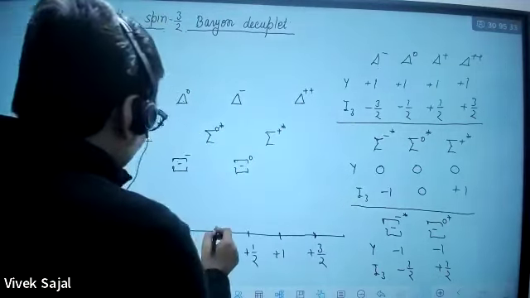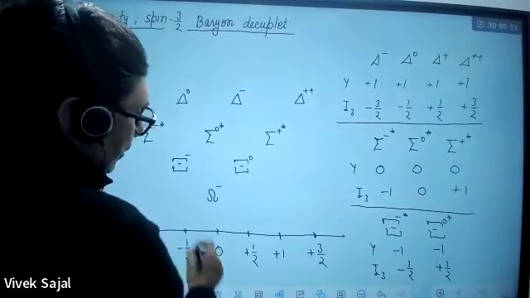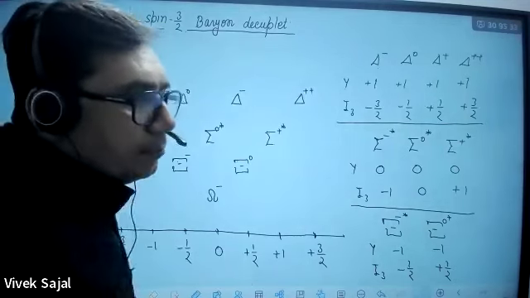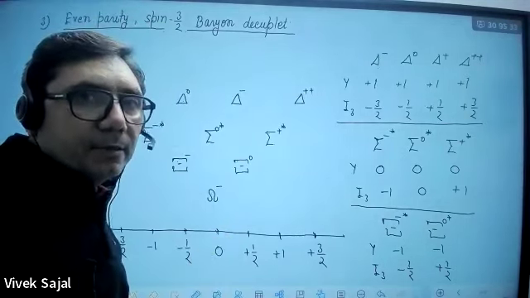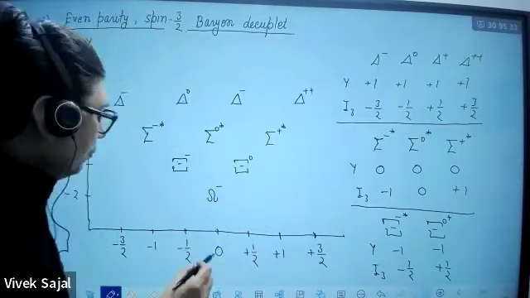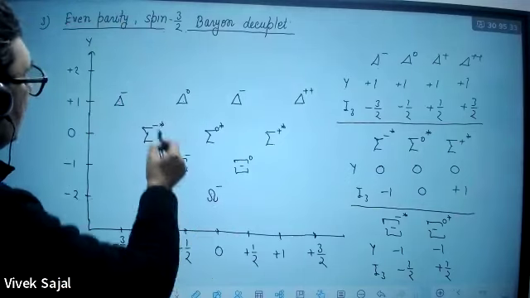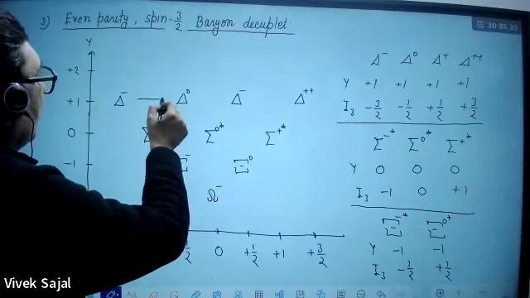Okay. And last, if you look at this, it will be omega minus. What will be the Y number for omega minus? Baryon number is 1, strangeness number is -3, so Y will be -2 and I3 will be 0. So this type of structure will be formed.